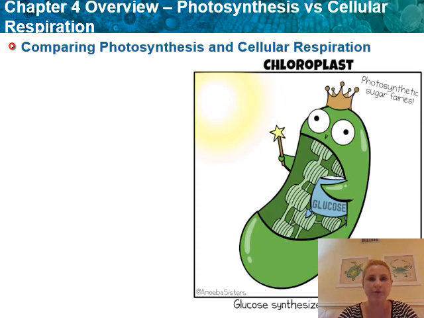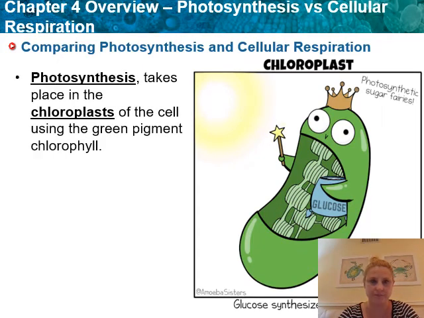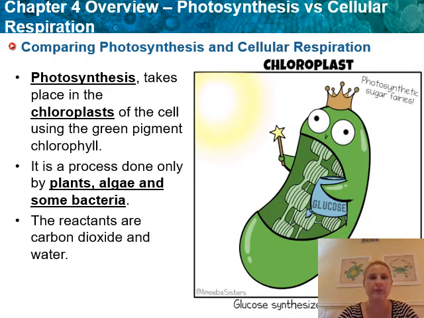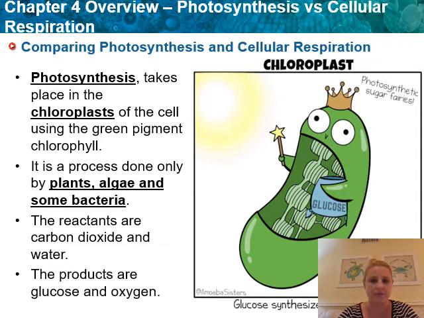So if we're comparing photosynthesis and cell respiration, well, photosynthesis takes place in the chloroplast of the cell using that green pigment chlorophyll. It's a process done by plants, algae, and some bacteria. But mostly, if you remember, photosynthesis is done by plants. That's the most important takeaway. And the reactants are carbon dioxide and water, and the products are glucose and oxygen.